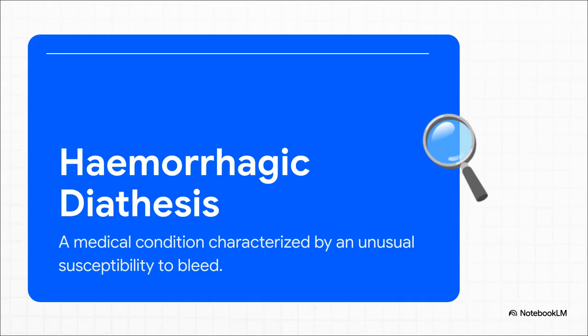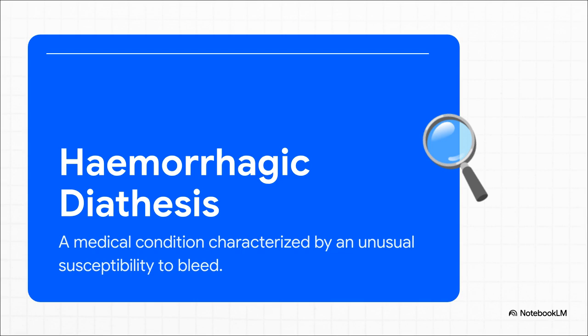Moving right along to Section 2, the bleeding disorders breakdown. Identifying the suspects. Now, when this system crashes, pathologists group that failure under a pretty intimidating term, haemorrhagic diatheses. But don't let the medical jargon scare you. The definition is actually really straightforward. It's simply a medical condition characterized by an unusual susceptibility to bleed.